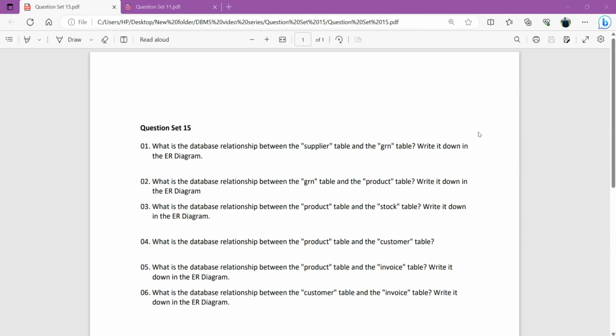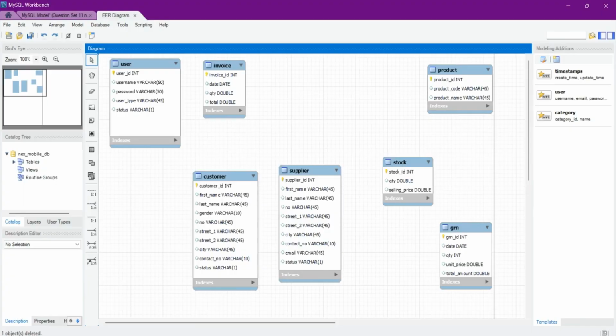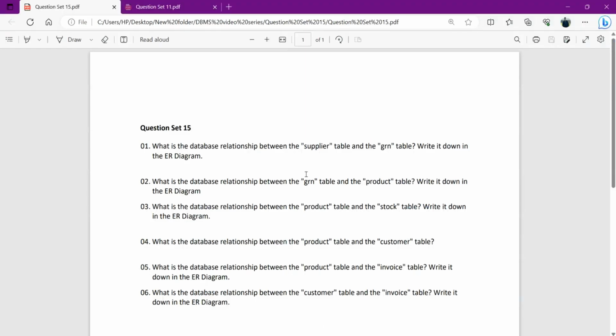In this question set, they've told us to make relationships between the tables we created. They have given 6 questions on which tables we need to create relationships between. Taking the first question: what is the database relationship between the supply table and the GRN table? Write it down in the ER diagram. If we open our ER diagram, you can see the tables we created along question sets 11 to 14.